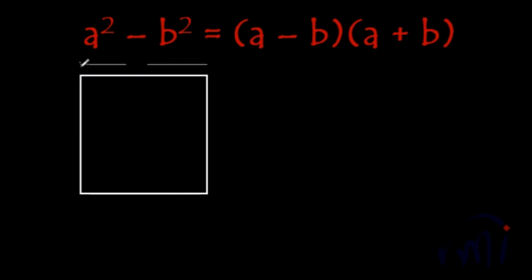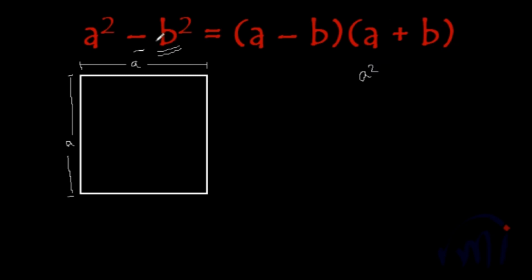This means that this is equal to a, right? And vertically it will also be equal to a, right? And what about the area of this square? The area of this square is a square, right? And now what we have to do? Now we have minus b square.